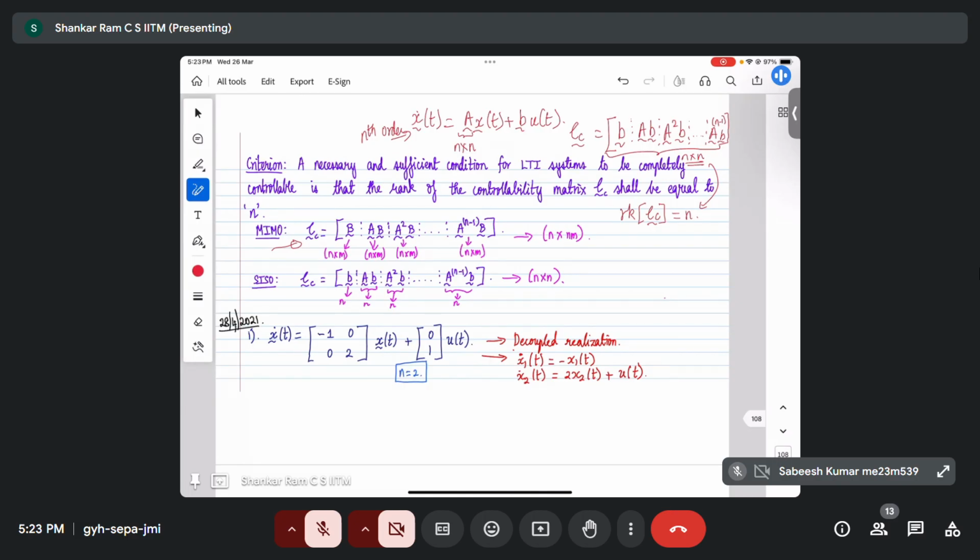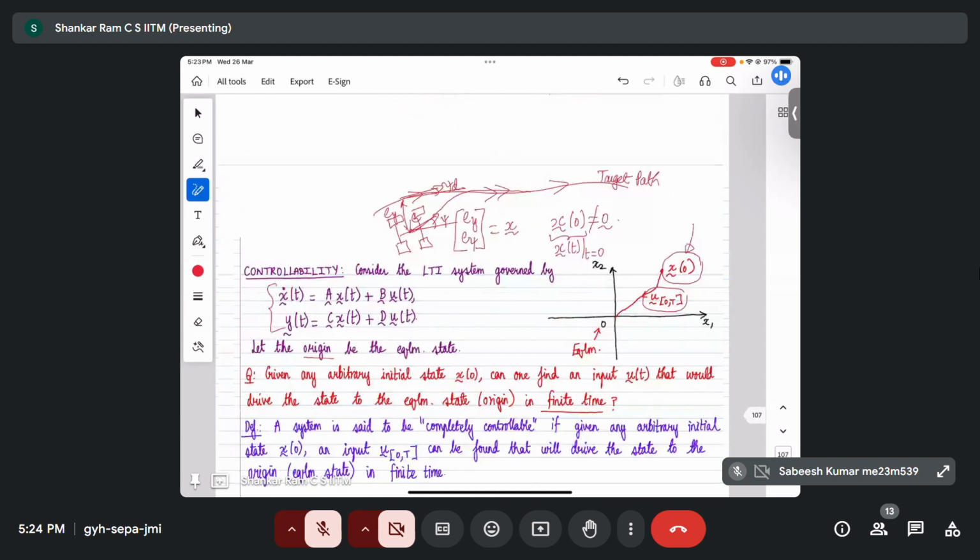In the next class we will consider a few examples and figure out what this controllability entails. Essentially, how do we evaluate controllability for various cases, and from there, we will figure out how one does control design. That is something we will do in the next class. So, to summarize what we have learned in today's session.